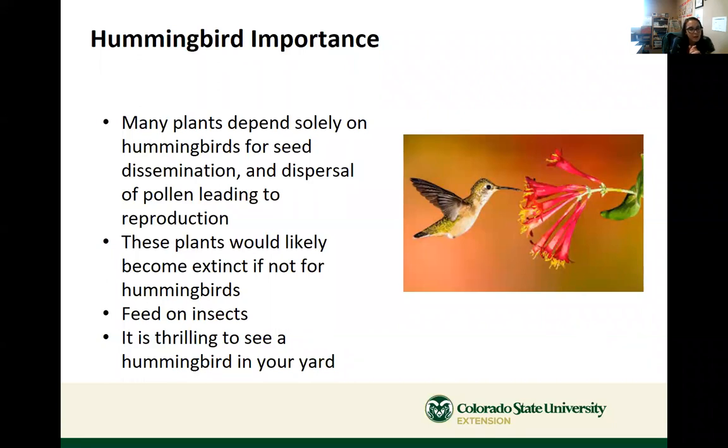A lot of these plants would likely become extinct if it wasn't for the hummingbirds disseminating their seeds and pollinating them. They also feed on insects, though, which is important. You know, we want some of these insects to be reduced in their populations, particularly mosquitoes and things like that. So hummingbirds help out in that way. And is it not just thrilling to see a hummingbird in your yard? That's important too. They make us happy.